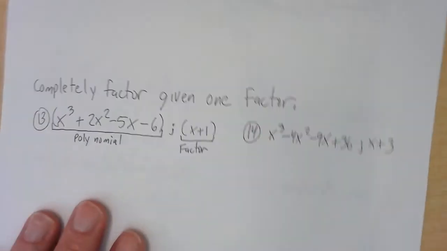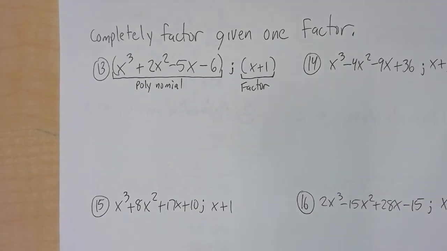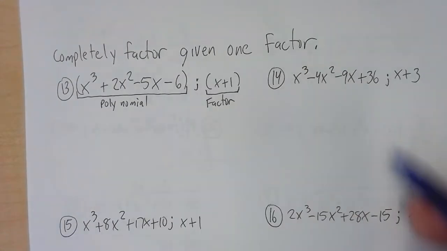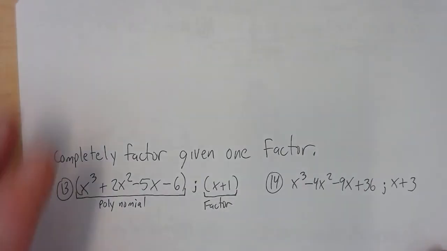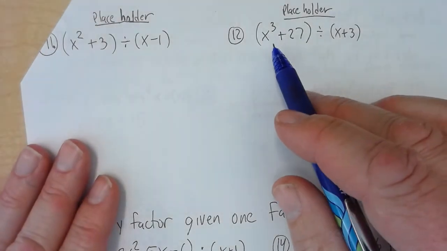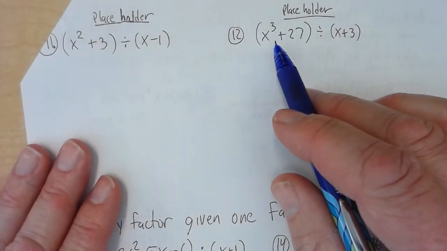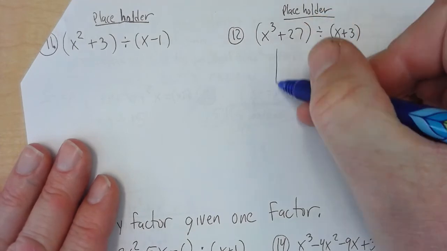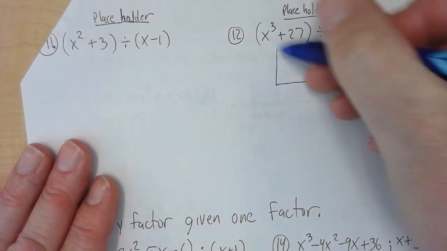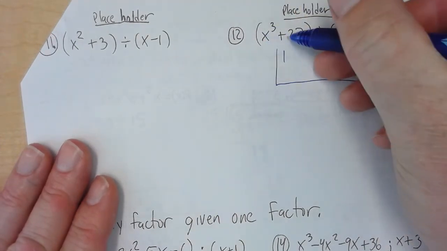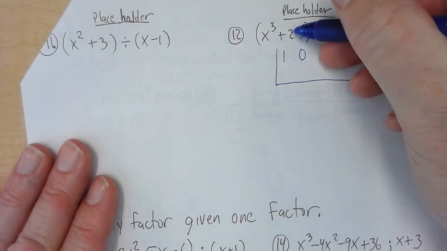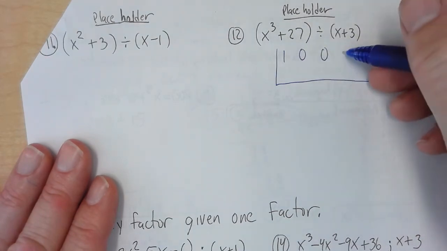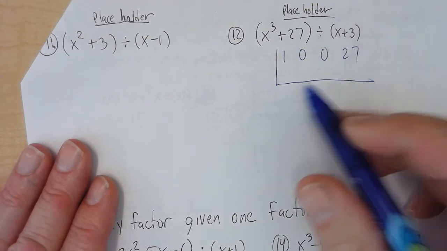Okay, so now we're going to completely factor. There's 4 questions here on this part. By the way, when you set up this one here, you need a placeholder. You need 1 here, and then there's no x squared, and then there's no x, and then there's 27. So you need 2 placeholders on this one.